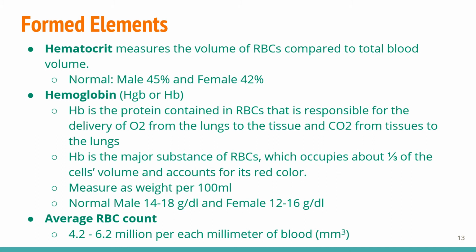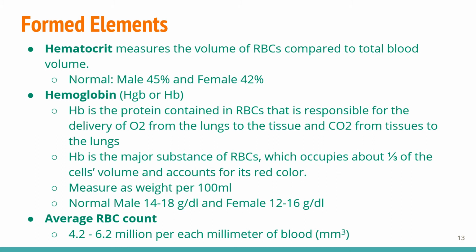So again, hemoglobin is the protein contained in the red blood cell that's responsible for delivering the oxygen to the tissues and then taking the CO2 from the tissues back to the lungs. Hemoglobin is the major substance of the red blood cells, which occupies about 1/3 of the cell's volume, and that's what gives it its red color. It is measured as a weight per 100 mils, so it's grams per deciliter.